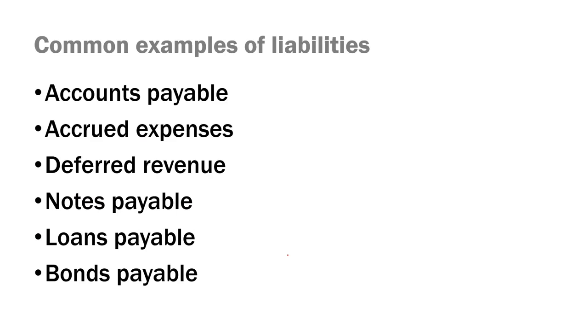The notes payable or loans payable, these are amounts that we owe other parties. A loans payable, for example, would be the amount we would owe the bank for a loan that we had taken out. Bonds payable, that would be if we had issued bonds to investors in an effort to raise some funds, then that would be a liability that we would have to repay in the future.